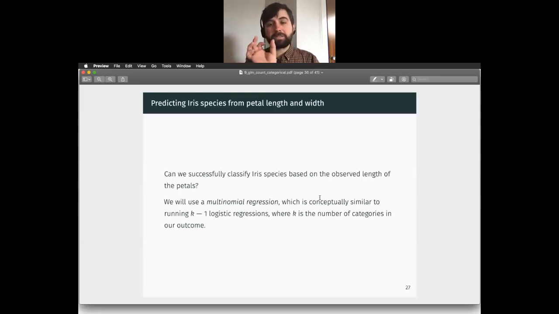Because we're estimating those k-1 logistic regressions, we can also specify unique linear predictors for each of those models, right? So under the hood here, we're going to run it as if it were a single model, but it's actually running multiple models. Yeah? That sounds confusing.